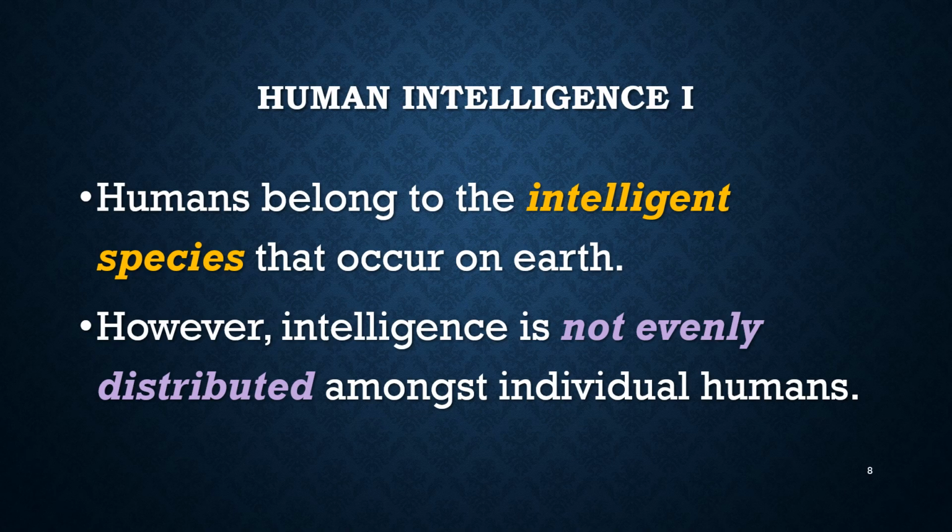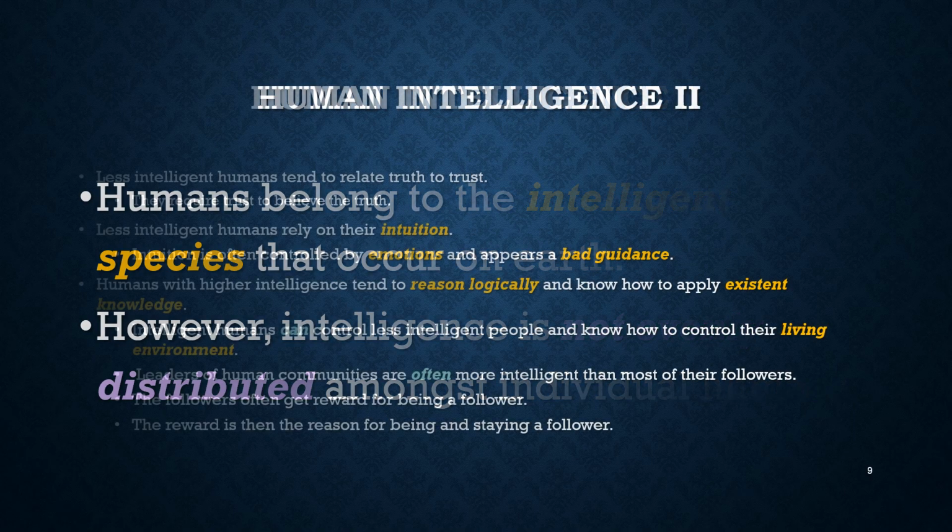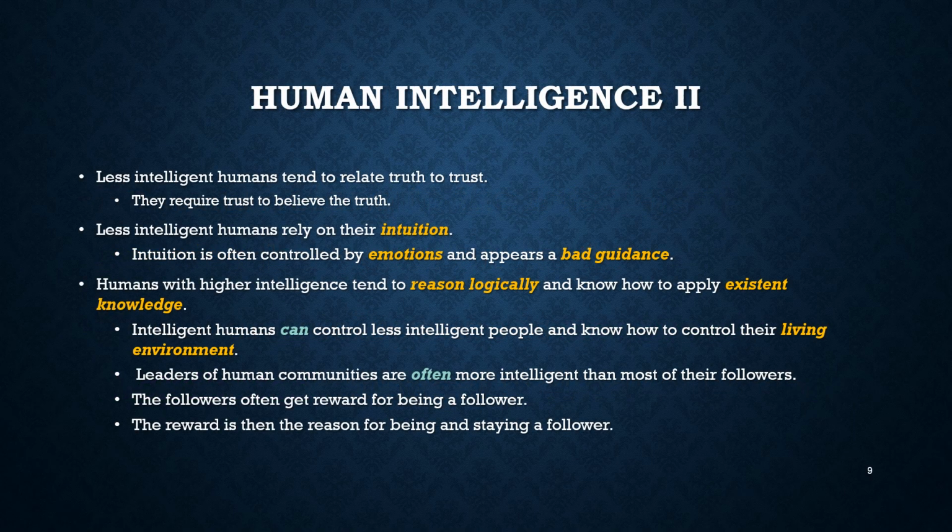Humans belong to the intelligent species that occur on Earth. However, intelligence is not evenly distributed amongst individual humans. Less intelligent humans tend to relate truth to trust. They require trust to believe the truth. Less intelligent humans rely on their intuition. Intuition is often controlled by emotions and appears a bad guidance.